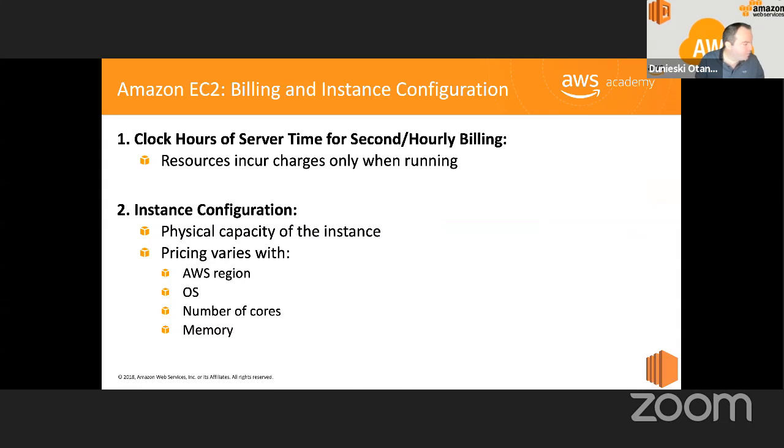Instance configuration: physical capacity of the instance. Pricing varies with AWS region, operating system, number of cores, memory. I think we saw that already. We talked about that the price in different regions is not the same. It may vary, and we have to see. I think that's not the case for EC2 instances, because EC2 instances are available in every single region, but there are some services that are not available. So that has to be considered.